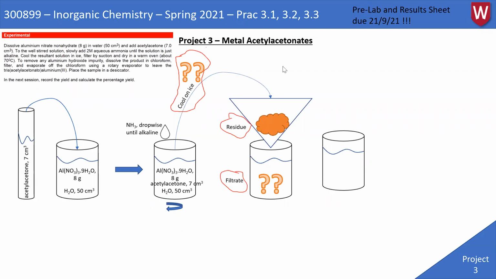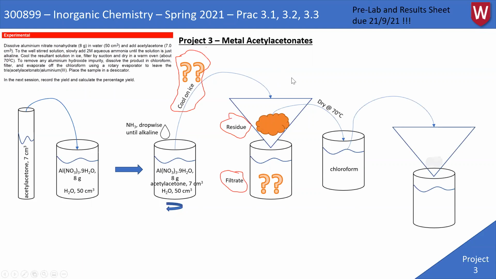Explain kind of why we're filtering it and what we're filtering out. Dry it out. I mean, drying it's pretty obvious why we do it. Another filtration step where you can comment on what you'd expect to be in the residue and what you expect to be in the filtrate, and then an evaporation step to finish it off. So that's just one way to represent the procedure.